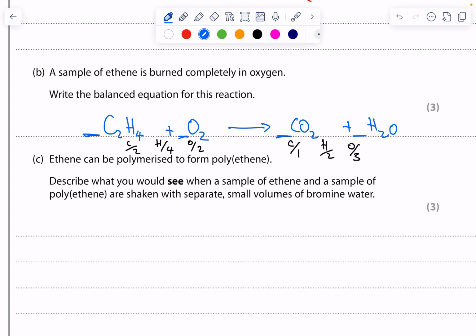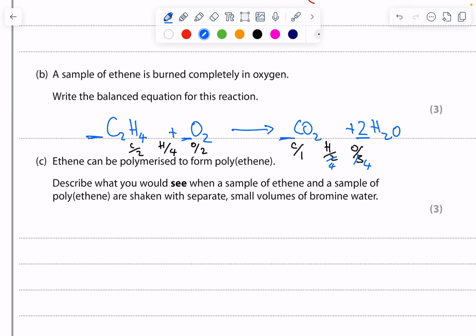Okay, let's try and get 4 hydrogens. So over here to get 4 hydrogens, I'm going to have to put 2 there. That will give me 4 hydrogens, but this will also mean I've got 2 oxygens there and 2 oxygens here. That's also going to give me 4 oxygens. Let's look at my carbons. I've got 1 here and 2 here. So if I put a big 2 in front of that, that'll give me 2 carbons, but that'll change my oxygens again. So I've got 2 times 2 is 4, plus these 2 is 6.